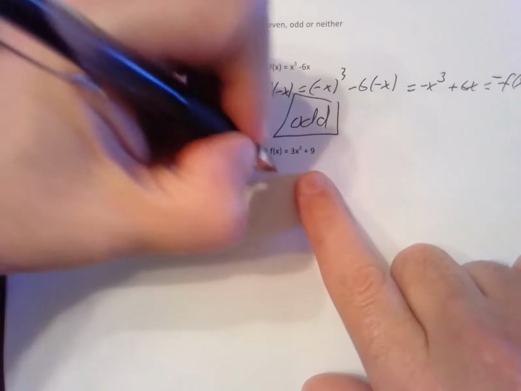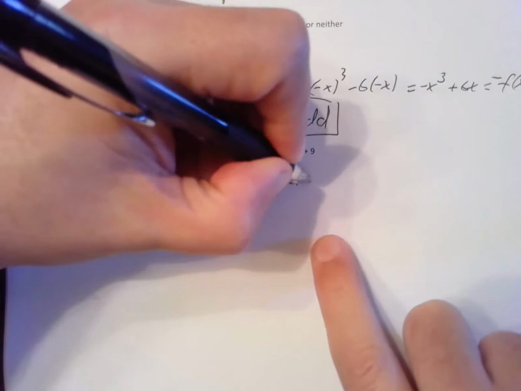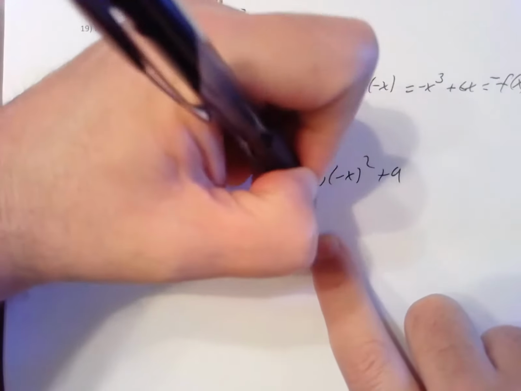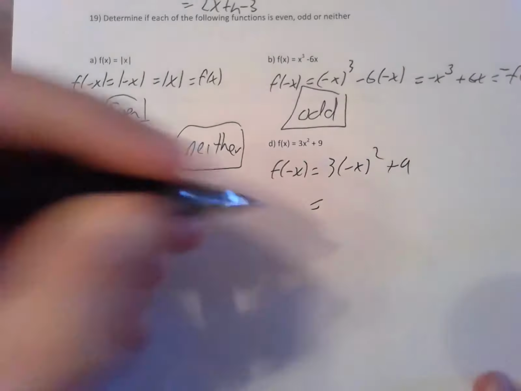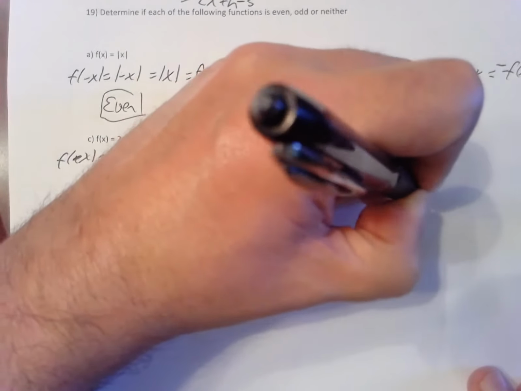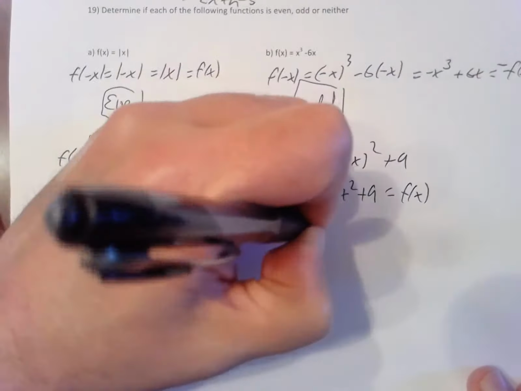And this one, replace the x with a negative x. Negative squared is a positive, so we get 3x squared plus 9, but that's the exact same thing I started with. That guy is an even function.